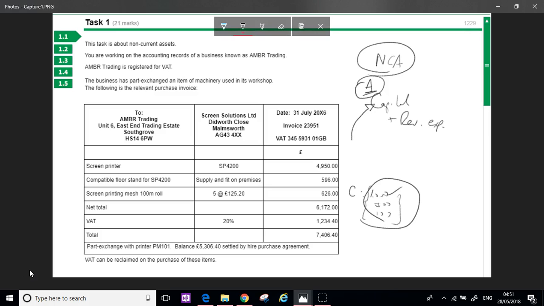So in this question, the capital costs, of course, are the screen printer, and it says you need a floor stand. Now this screen printing mesh, I can see how you might think, well, Owen, why isn't it included? Well, simply because it's mesh and it'll probably decay by the end of the year. You don't need it to use the printer in the first place, but for me it's more the fact that it probably won't last more than the year.